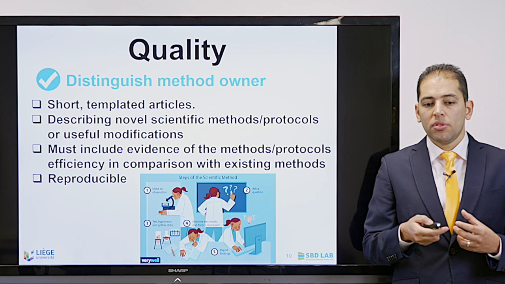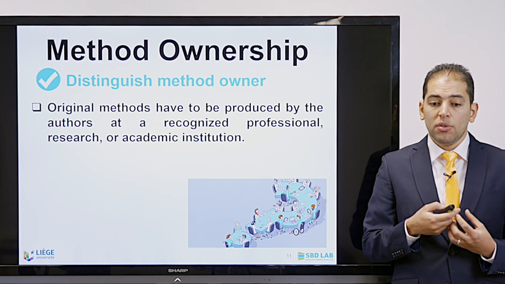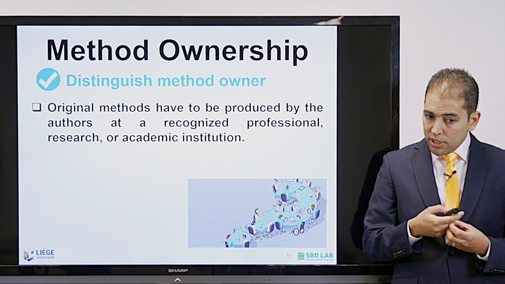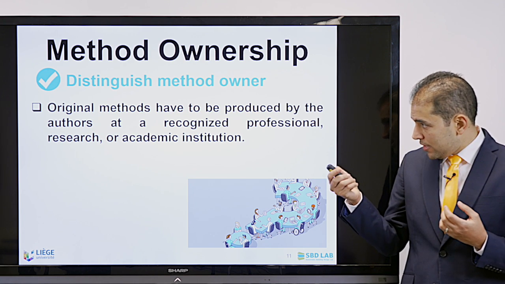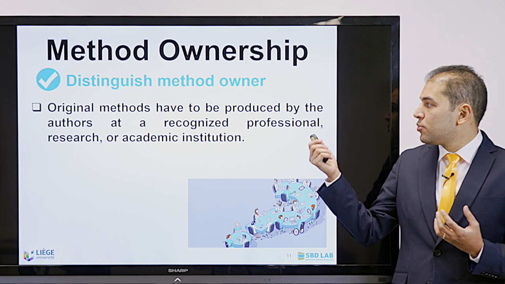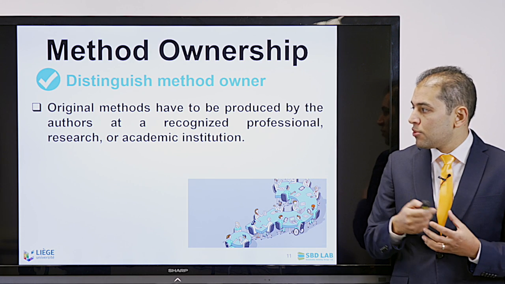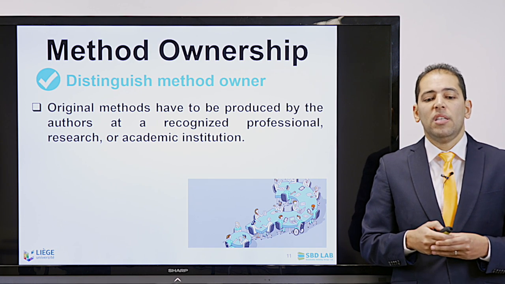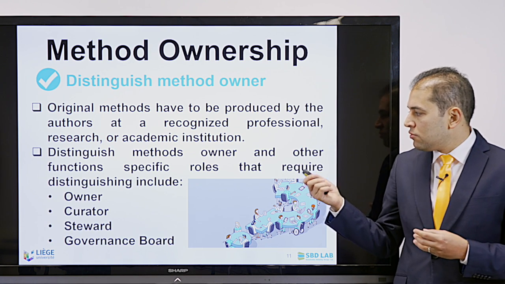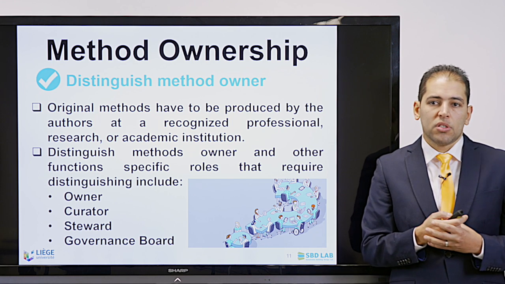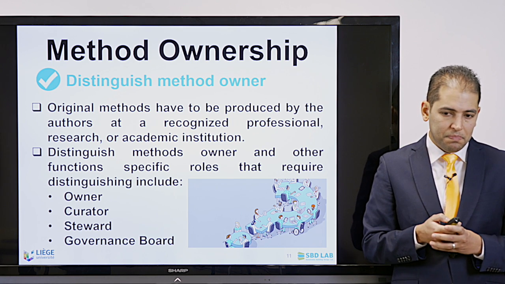Now it's very important here to distinguish the originality of the work, and you have to make sure that the original method has been produced by the author at a recognized professional research or academic institution, and you need to distinguish the method owners and the other functions like we mentioned before.